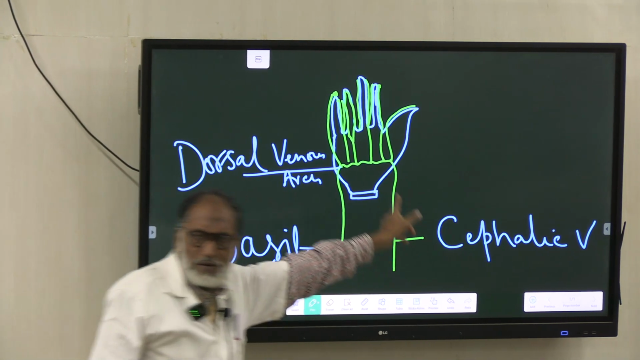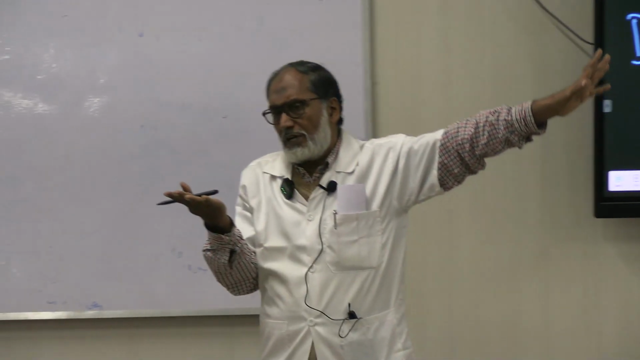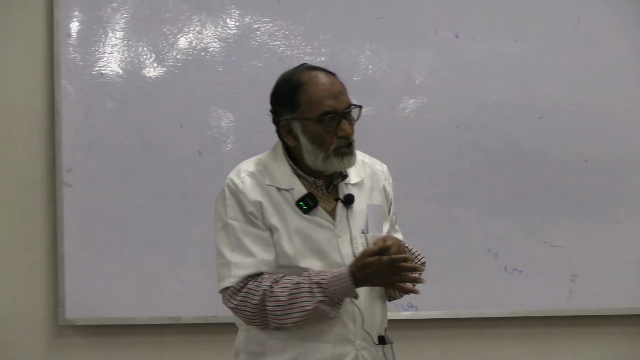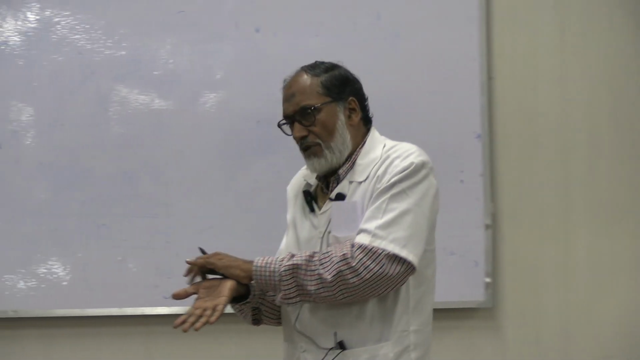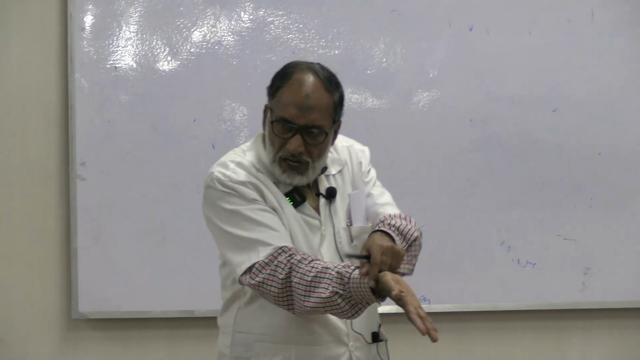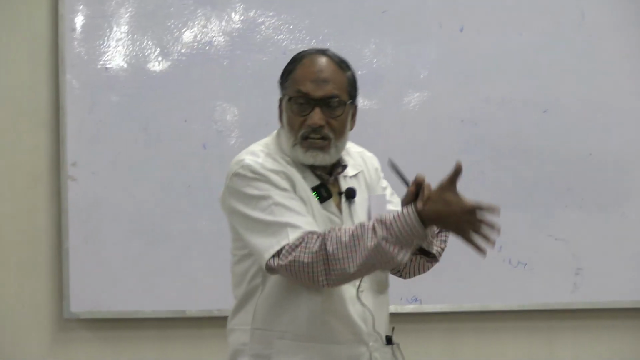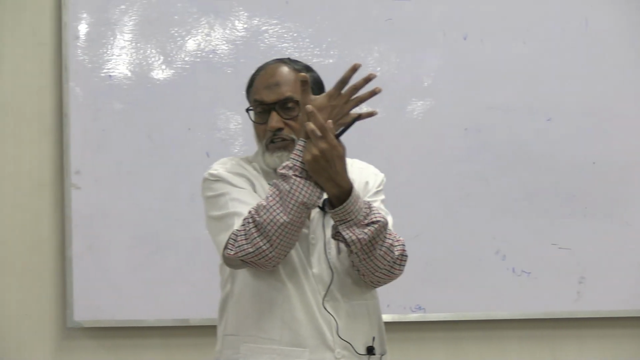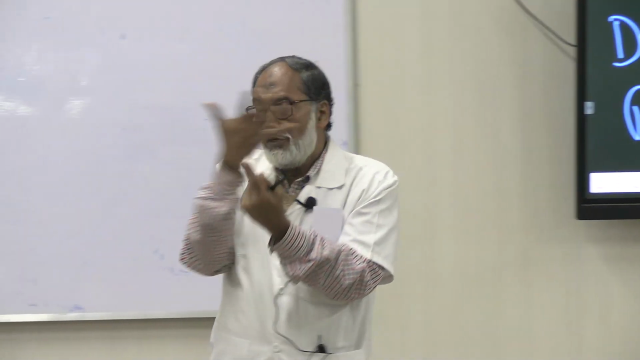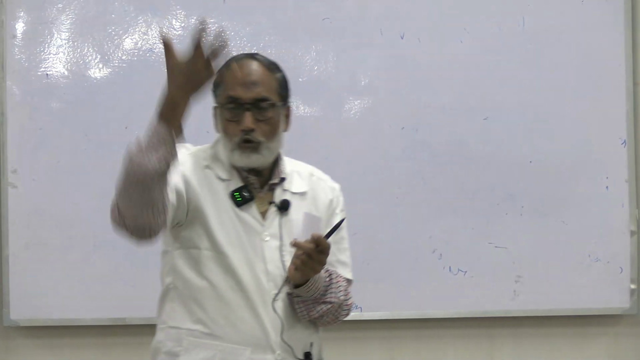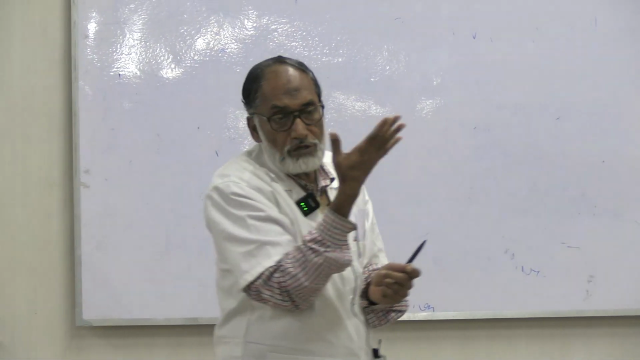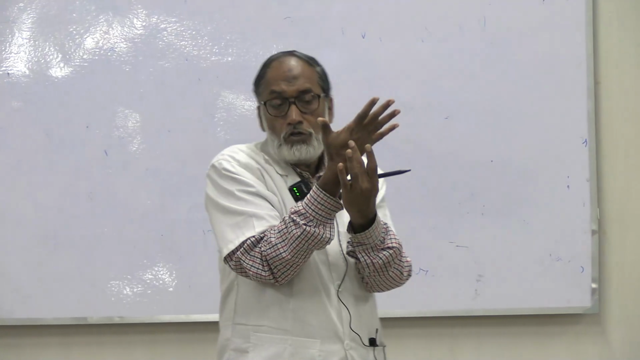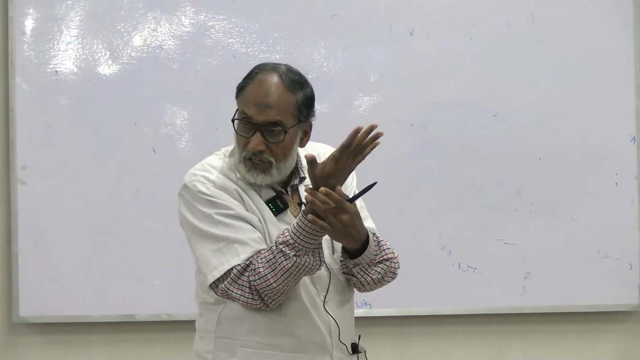From its lateral aspect arises cephalic vein. Now you have to describe the course of the cephalic vein. After arising from the dorsum, it will pass over the anatomical snuff box. This depression is known as snuff box. We have to know the boundary of the anatomical snuff box later on. Now just remember that is the anatomical snuff box. So this vein will pass over the anatomical snuff box.